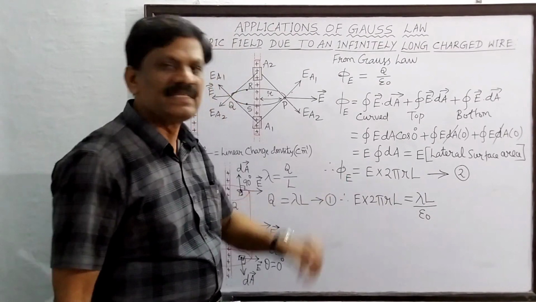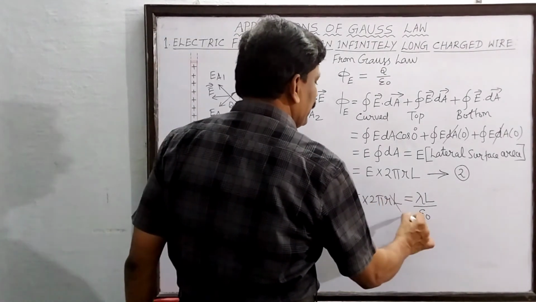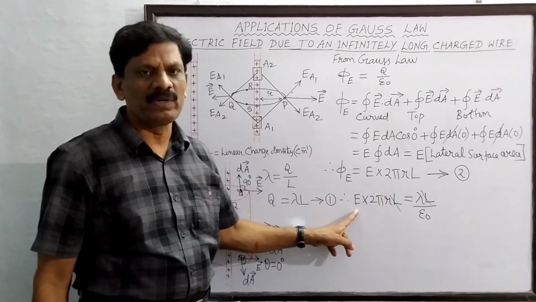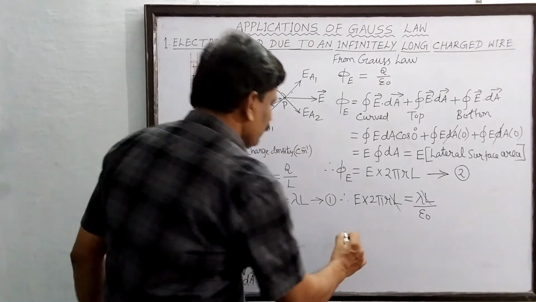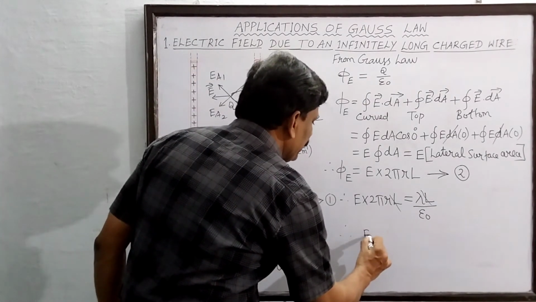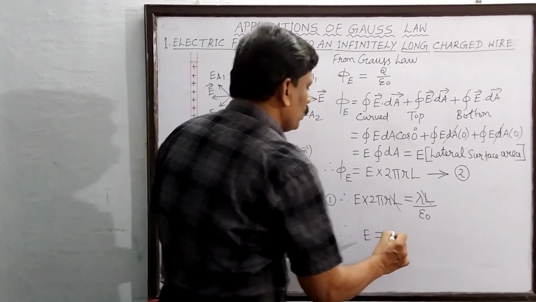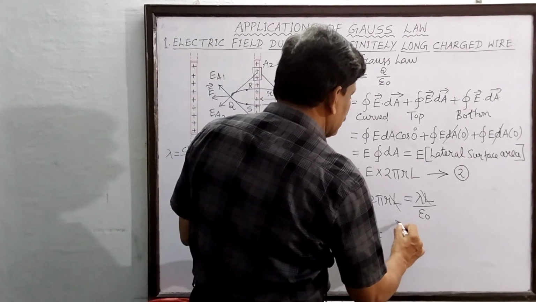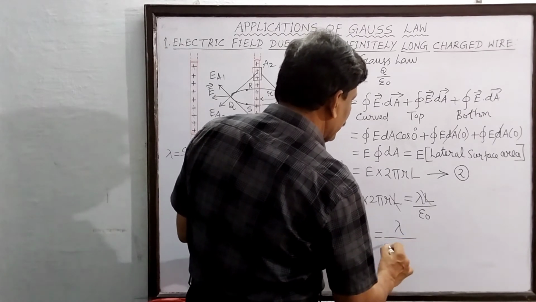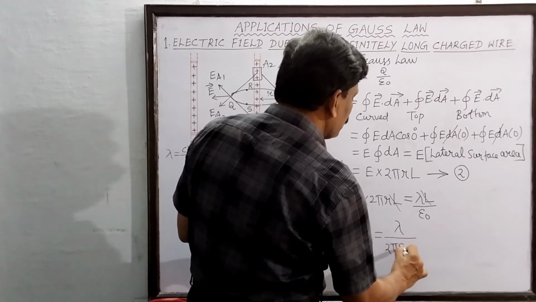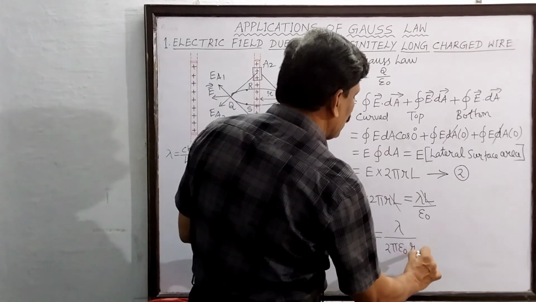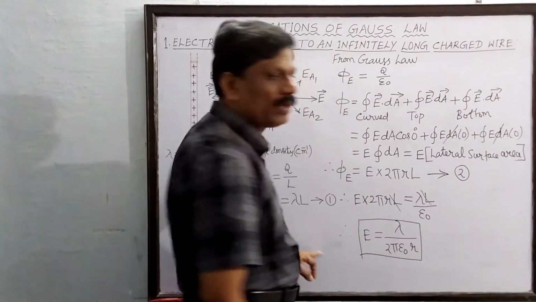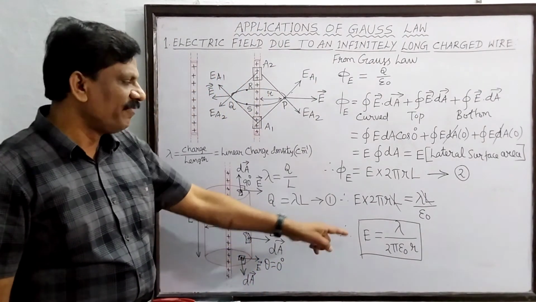Okay. Now which term is getting cancelled? You see here L is getting cancelled on both sides. Now we want expression for only E, is it not? So we will write therefore E is now equal to, this 2 pi r is coming in the denominator, so this is lambda divided by 2 pi epsilon naught into r. So this is the magnitude of the electric field.